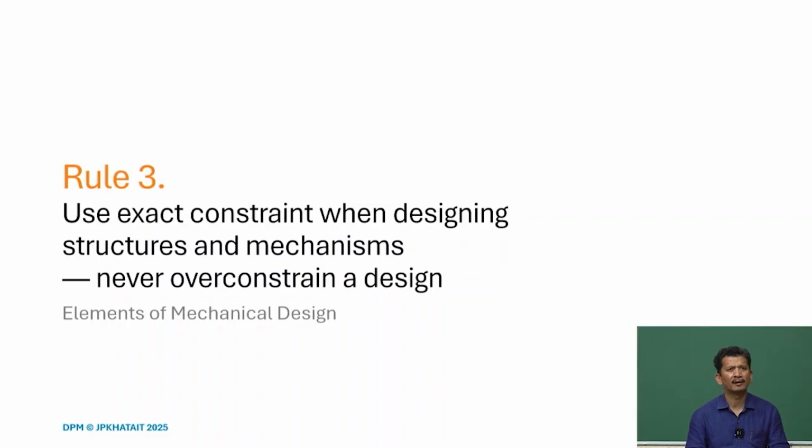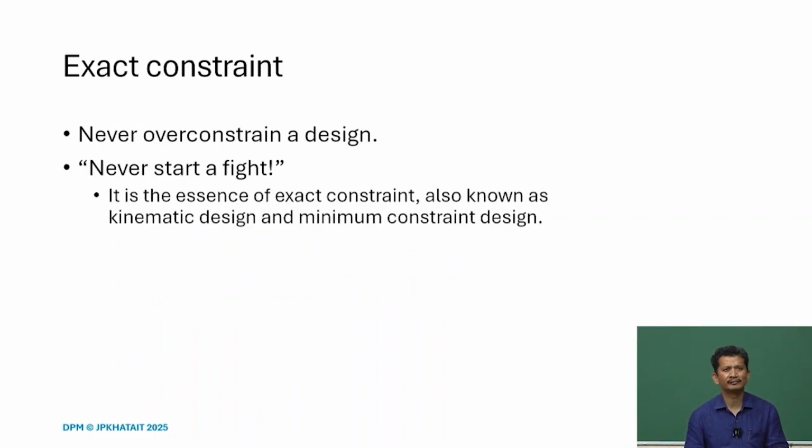Moving on, rule number 3: use exact constraint when designing structures and mechanisms. So, never over constrain a design. What does it mean? I think it will be clear with some examples later. Provide the constraint that is required, but do not overdo it.